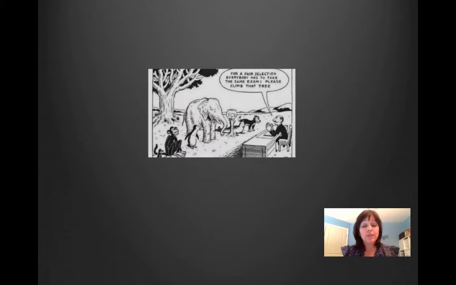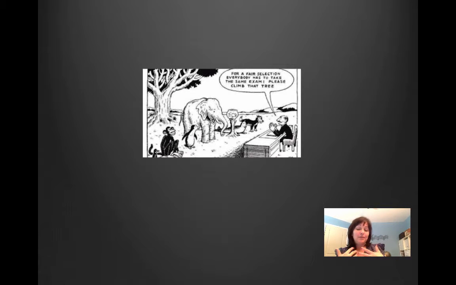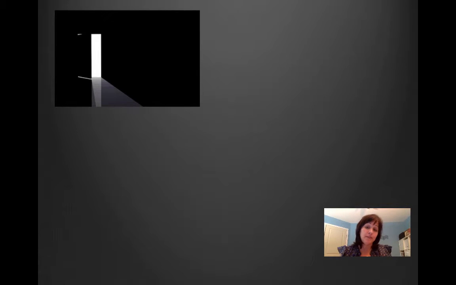have different learning abilities. From this cartoon, it's my favorite, that shows what our typical classrooms are looking like. For a fair selection, everybody has to take the same exam. Please climb the tree. And as you can see in the picture, not everybody's going to be able to do that. And we face those same challenges within our classrooms today. And what ethnomathematics could possibly do for some of these students is it could open some doors to students, some doors that weren't open before to them, that were closed off to. So it could be used that way in order to help them.